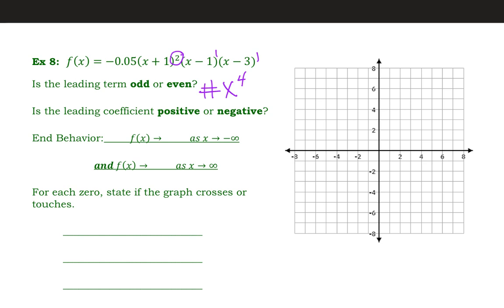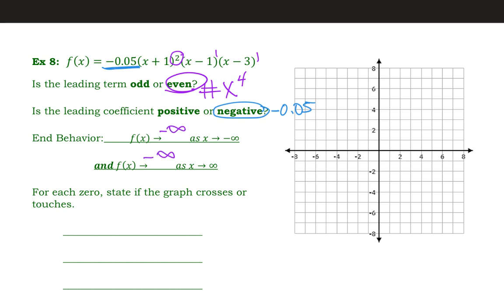So this is odd or even? This is even. Good. Our leading coefficient is this number in front, so this is a negative 0.05. This is a negative. So it's even and it's negative. If it's even, are they the same or are they different? They're the same. Good. And our leading coefficient is negative, which means they are both negative.